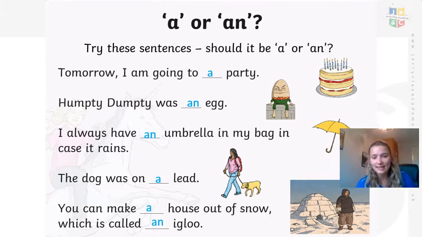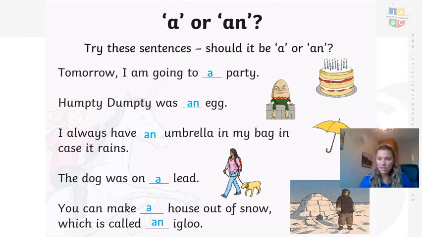The dog was on a lead, because lead starts with a consonant. You can make a house out of snow, which is called an igloo. So a house, because house is a consonant, and igloo is a vowel, so we would need to put an before. So well done if you have had a go at doing that.